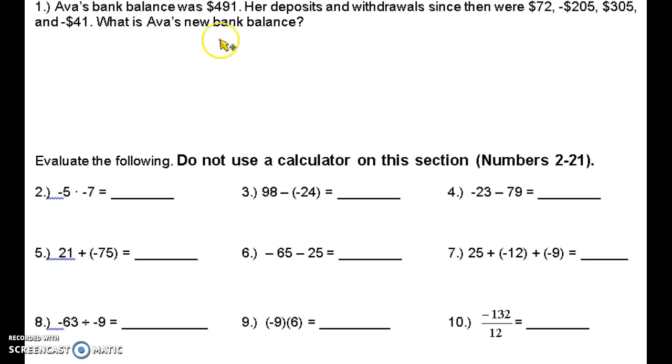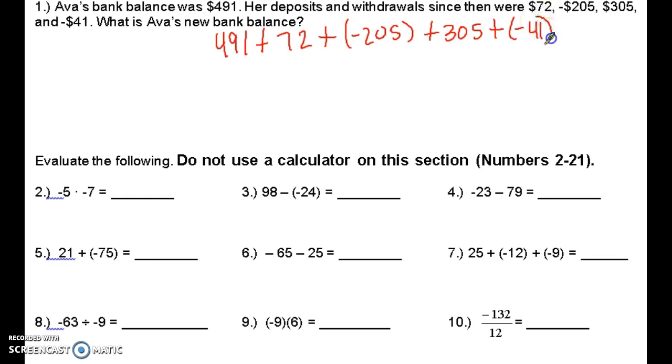So we're going to add 491, plus she deposited 72. Then she withdrew 205. Then she deposited 305. Then she withdrew 41. So we're going to add these numbers from left to right. 491 plus 72, my signs are the same, so I add them.